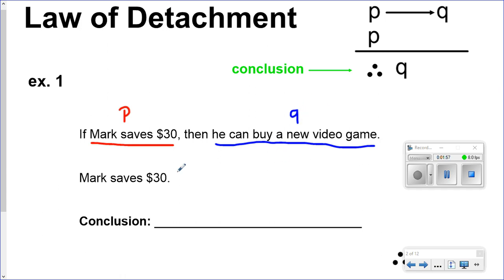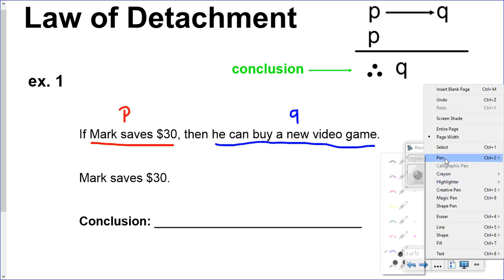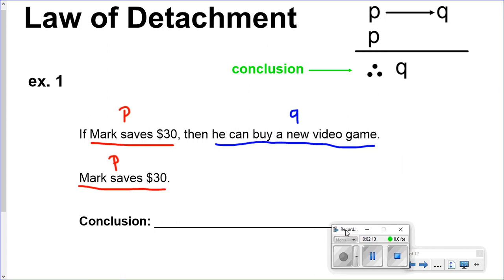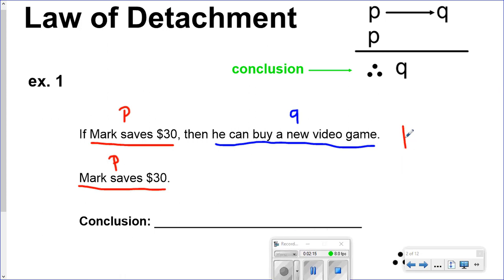So now our next part says Mark saves $30. So what we see is that actually matches our P statement. So this here is your P statement. Okay. So then we kind of want to diagram this out. So the first statement or the first sentence went P, then Q. And then the second statement was P. So as we can see, it matches the law of detachment that's up here. So then we know our conclusion needs to be therefore Q.